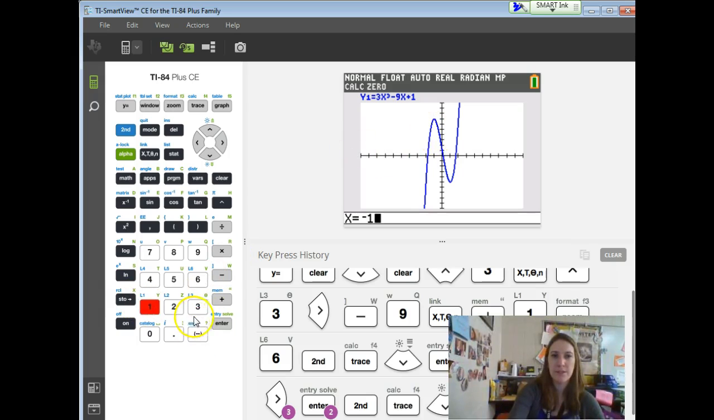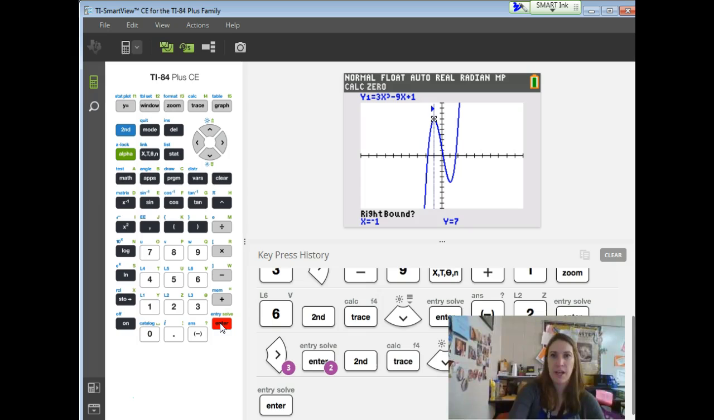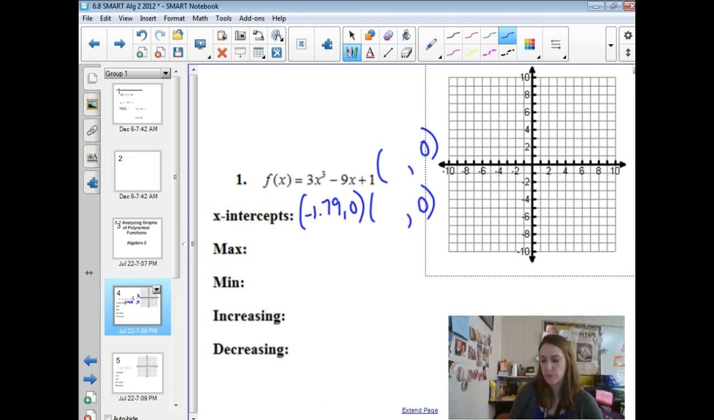Negative 1 is a little closer, but still left. Enter. And then right bound, I'm going to go with x equals 1. And then the guess is somewhere in between there, so yep. So we have another zero at 0.11 if I round to the hundredths place. And one more.